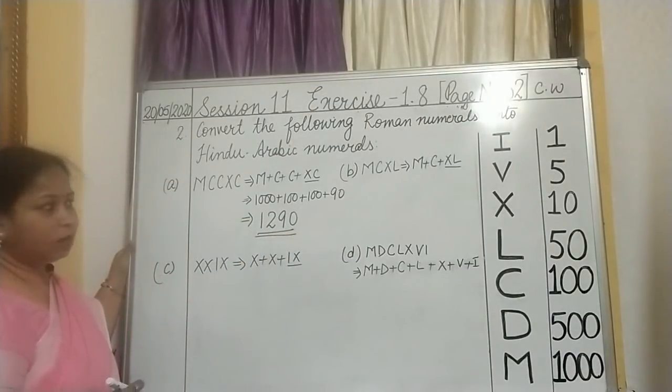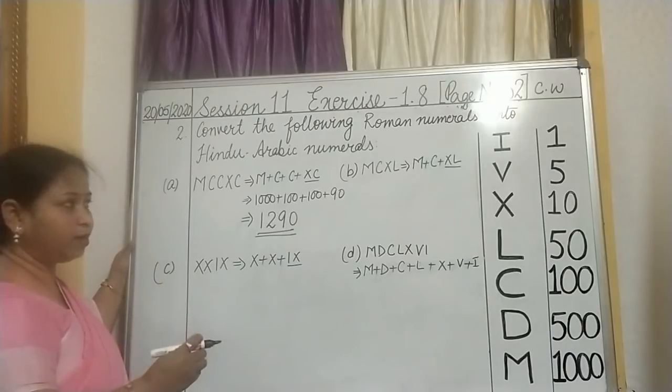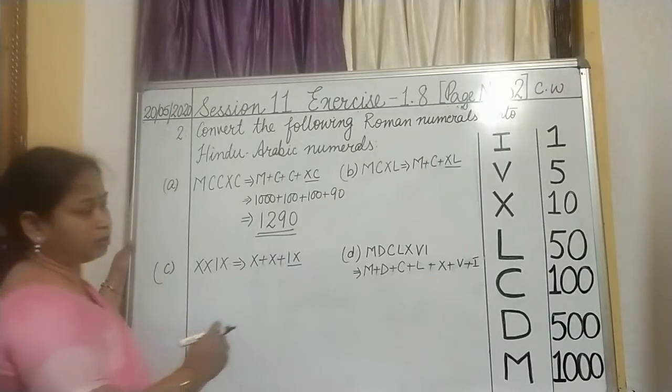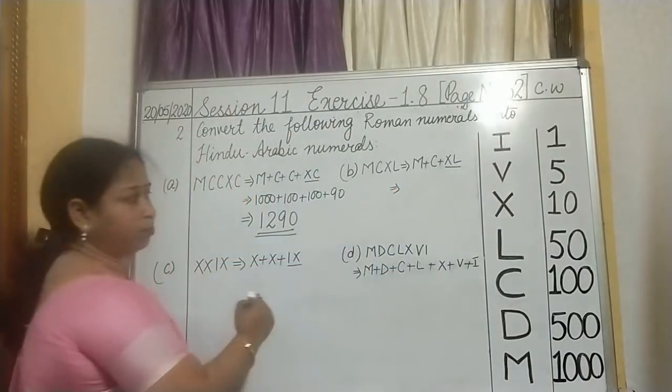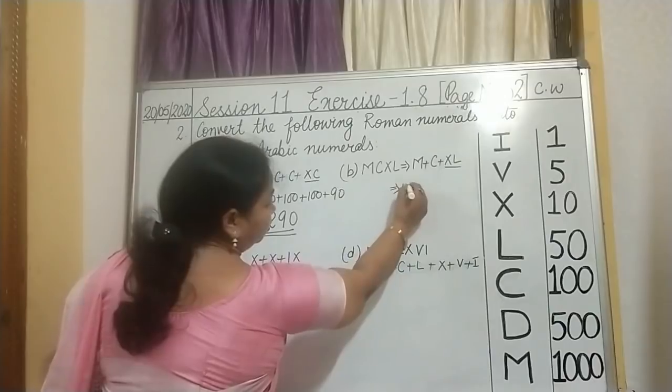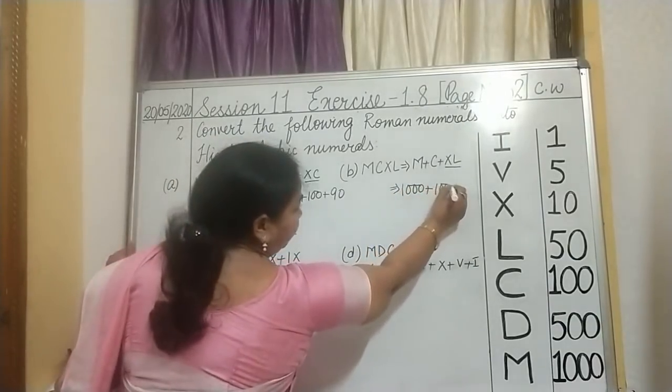See, easy. When you expand it, it becomes very easy to identify it and write down the answer. Similarly, M. Now you are familiar with the value of M, isn't it? So M stands for 1000, C stands for 100, and XL.